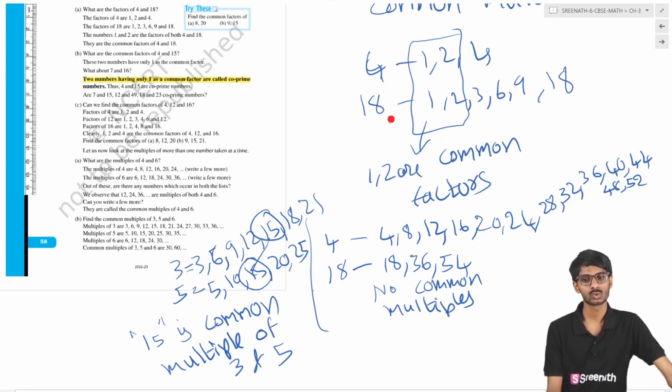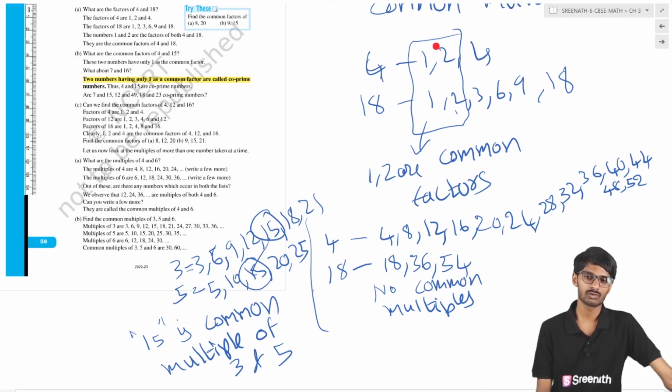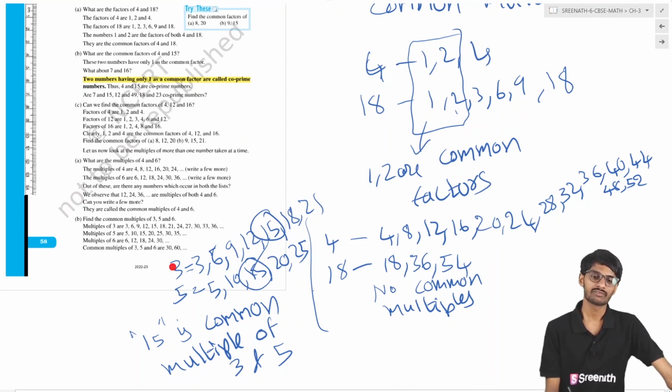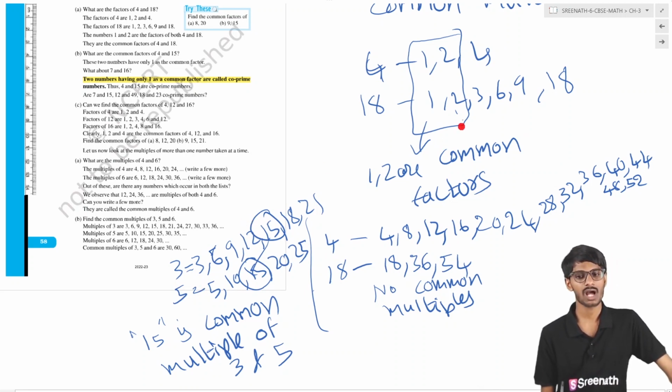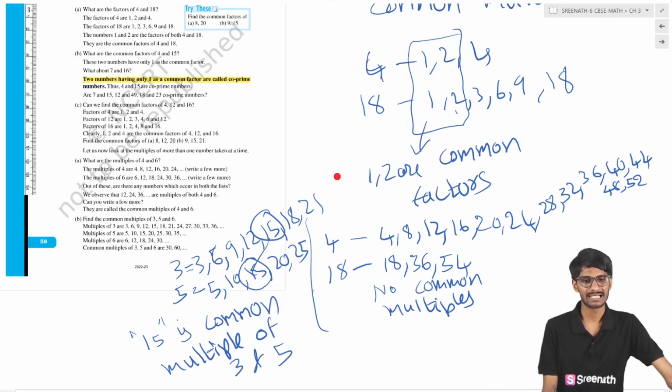So if you take two numbers and write the factors of those numbers, and if any factors are the same in both numbers, we call those the common factors. And if you take two numbers and write multiples of those numbers, and if there are any multiples common to both numbers, then we say that multiple is a common multiple of both numbers. So this is about common factors and common multiples, students.